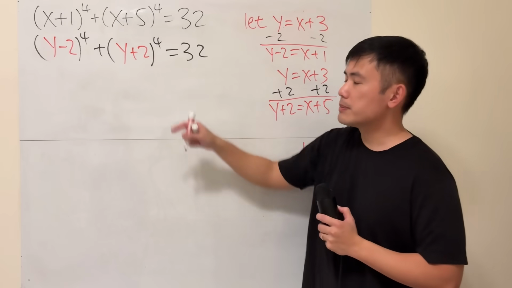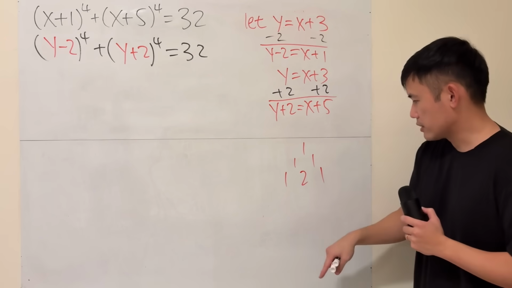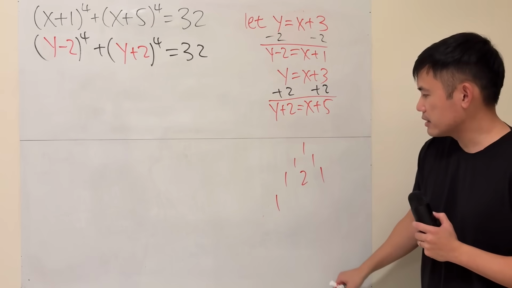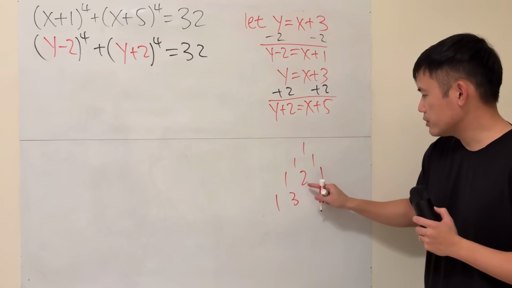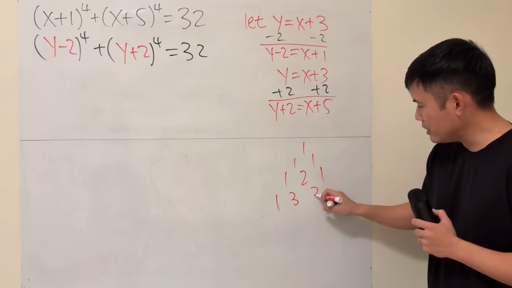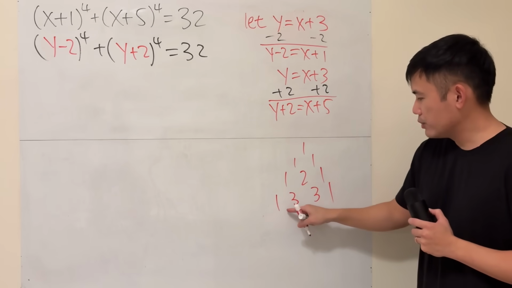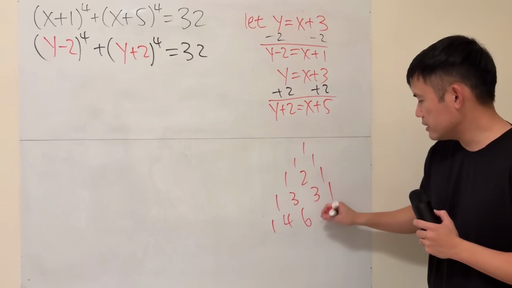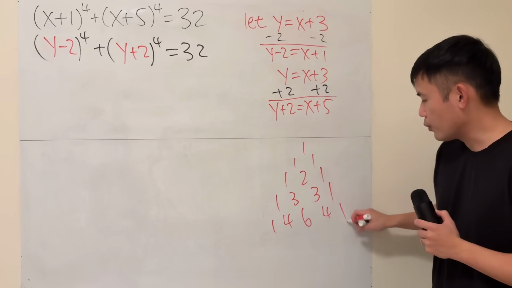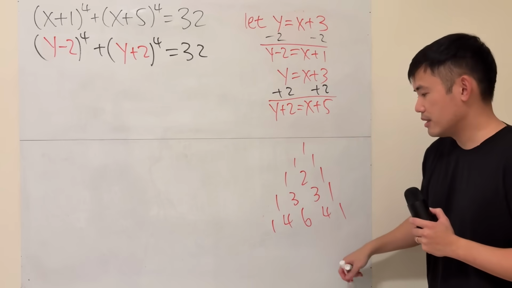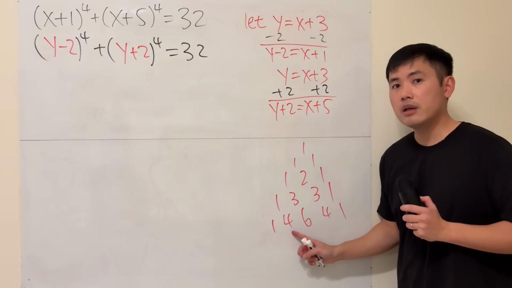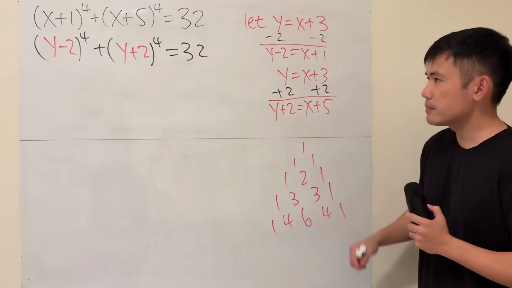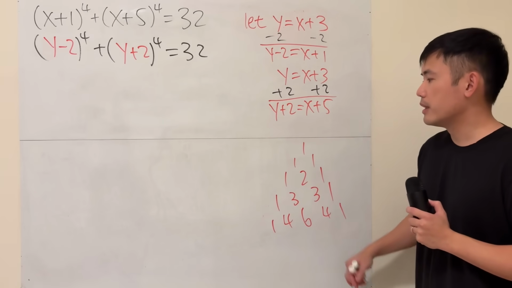If you're dealing with the fourth power, you want to end up with 4, so check this out. 1, remember, start with 1, all ones like this. 1 plus 2 is 3, and then 2 plus 1 is 3, and then 1. And then do it again. 1, and then 1 plus 3 is 4, 3 plus 3 is 6, 3 plus 1 is 4, and then 1. Goes like this. I see a 4 right here. This is what we need. We are going to use this rule for the binomial coefficients.